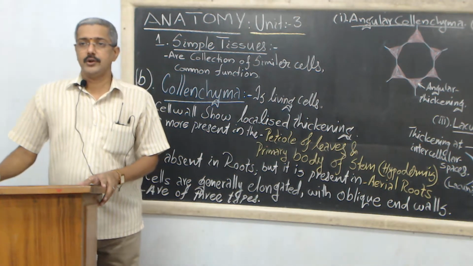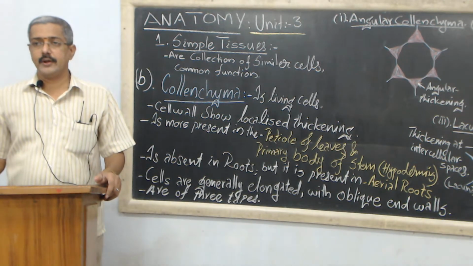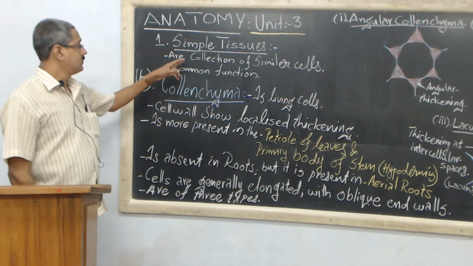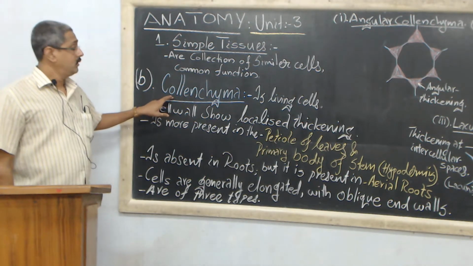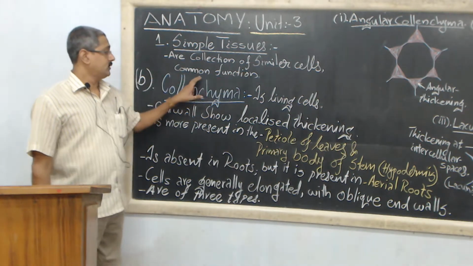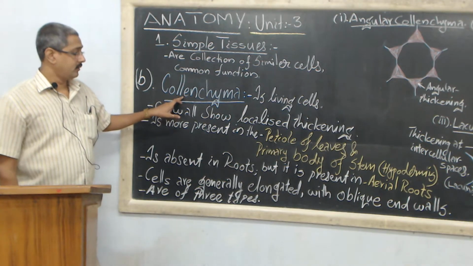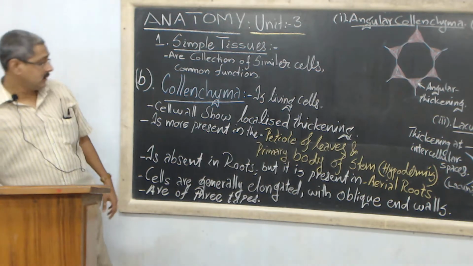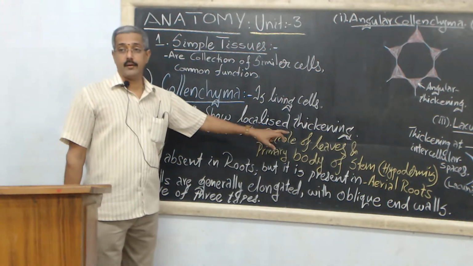As the continuation of the topic simple tissues and their structure and function, in this session, the next simple tissue is coming as the collenchyma. So, these are also the collection of similar cells with a common function. And what are collenchyma? Collenchyma are living cells and the cell walls show localized thickening.